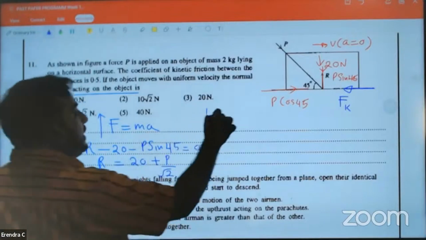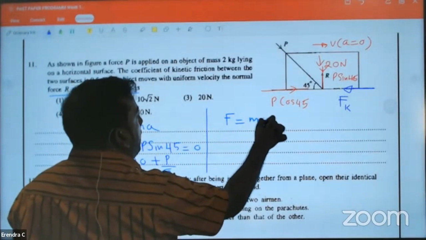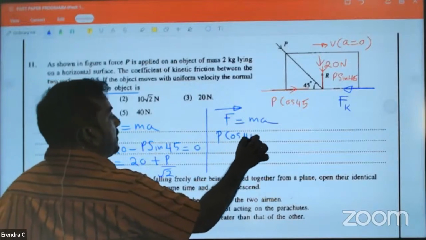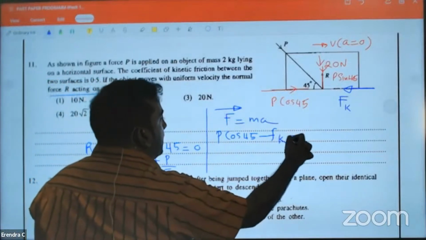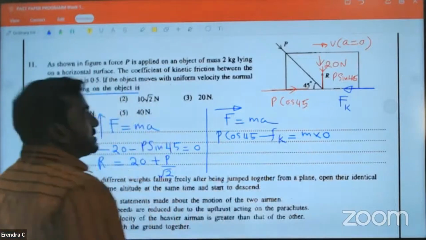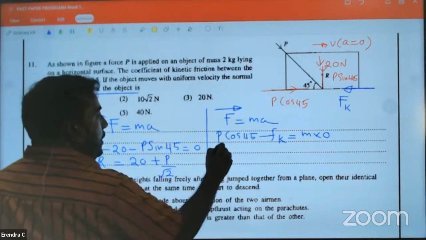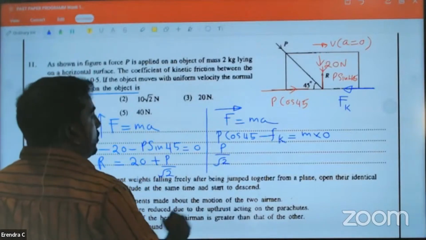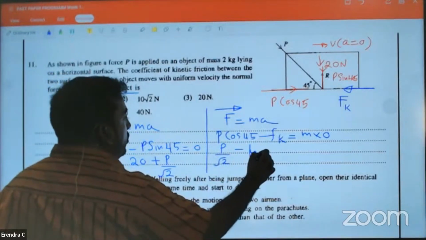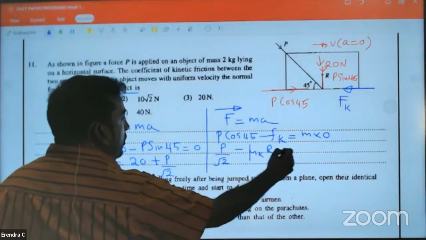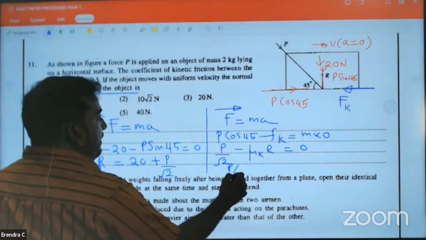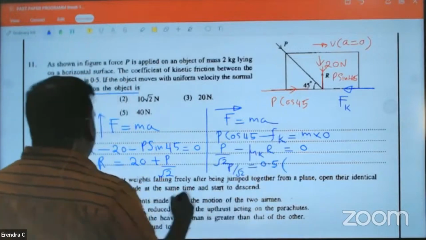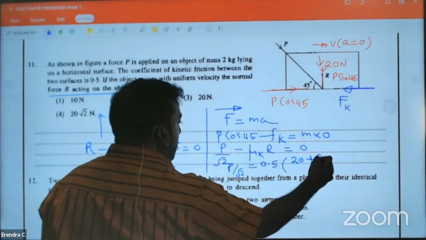Now apply F equal ma in the forward direction. Who is pushing this forward? P cos 45. Friction opposite. Do we have acceleration? No acceleration. Here, P cos 45 is P over root 2, minus mu k into normal reaction, equals 0. Look at the board. P divided by root 2 equals, take to the other side, 0.5, which is half, into normal reaction, which is 20 plus P divided by root 2.